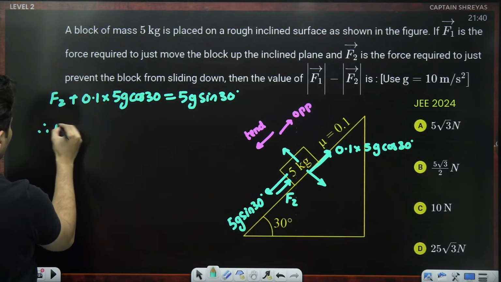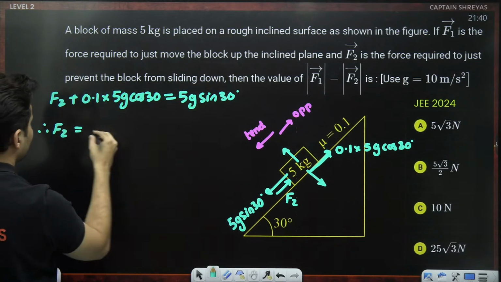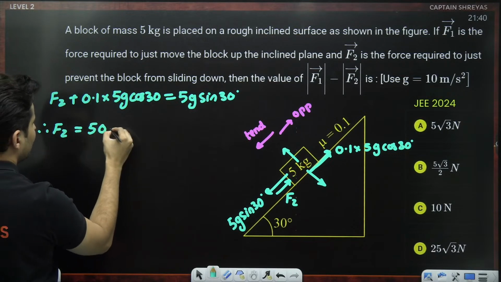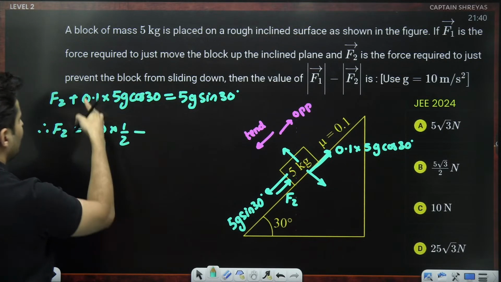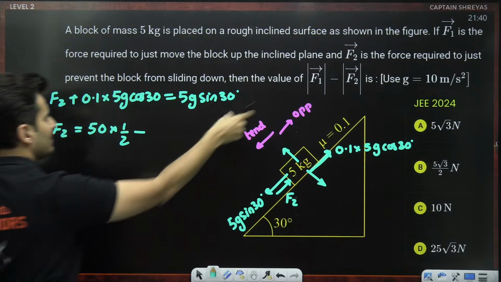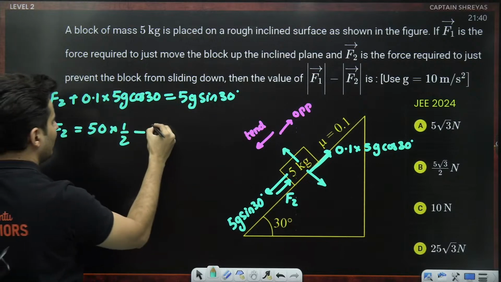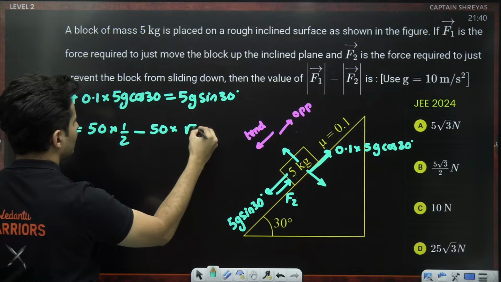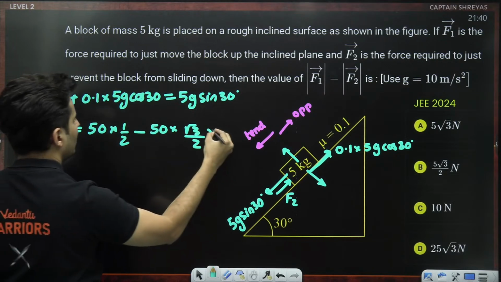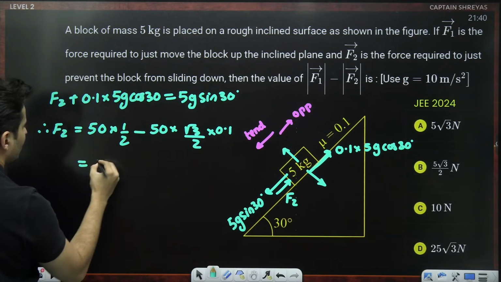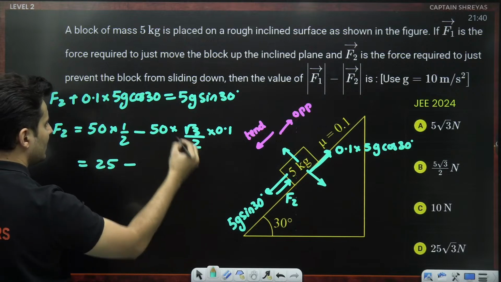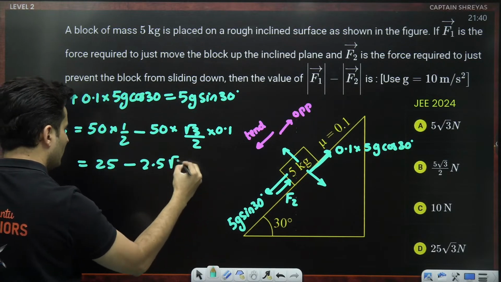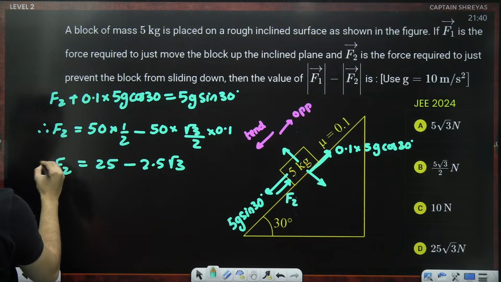Therefore your F2 value will be 50 times sine 30, which is half, minus, why minus? I am taking this term over here. So 50 times cos 30, which is root 3 by 2, multiplied by 0.1. So this will be 25 minus 2.5 root 3. That is your value of F2.